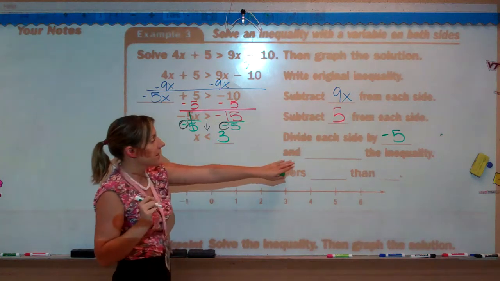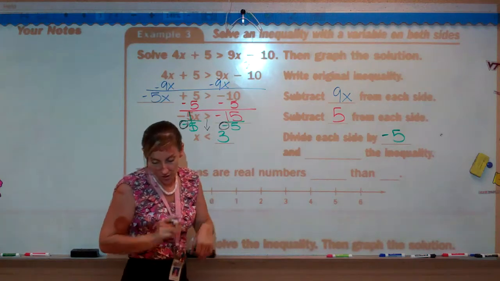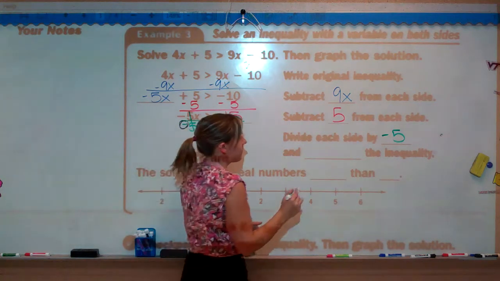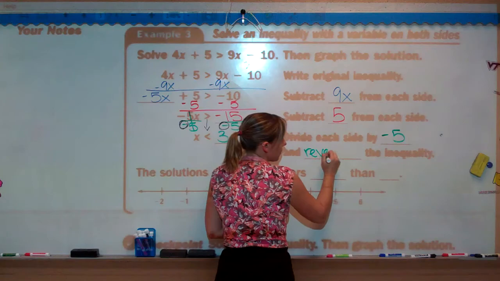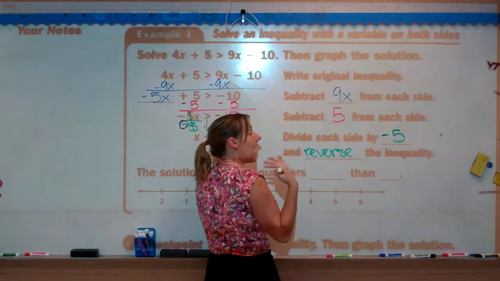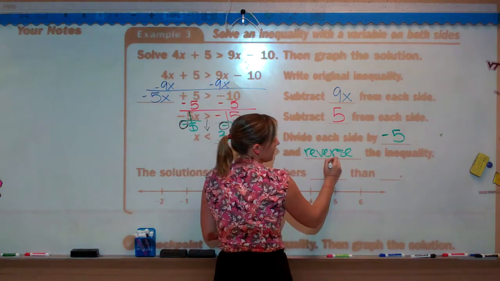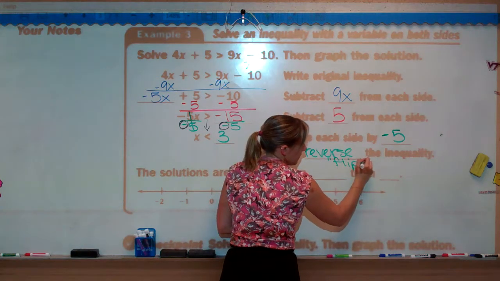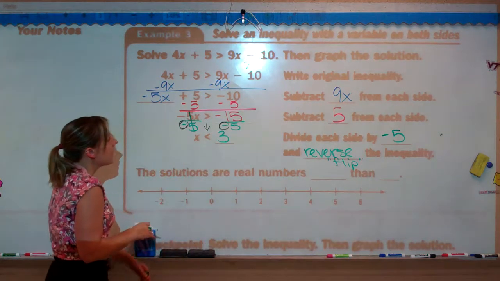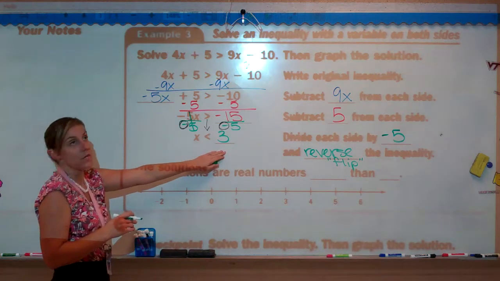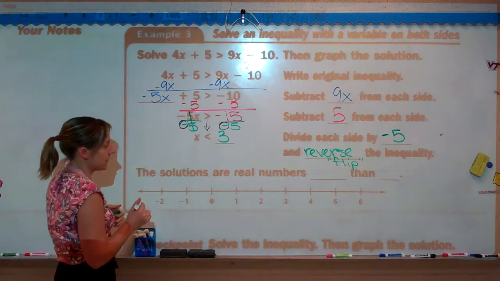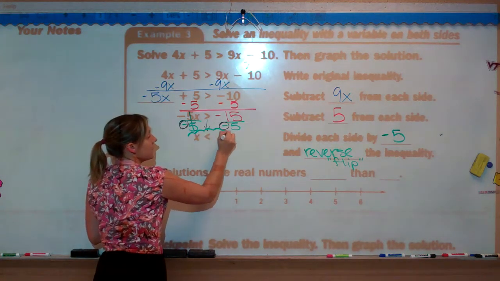Okay? And it says, and blank the inequality. The formal word would be like reverse it. Okay, I think of it as flipping. We flip the inequality. Okay, so it's x is less than 3 instead of that greater than symbol that we had at the beginning.